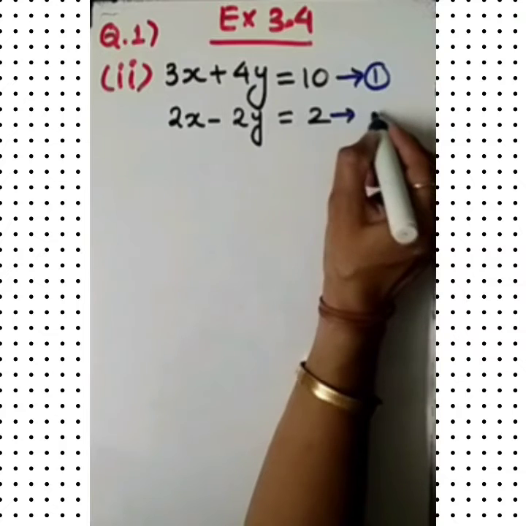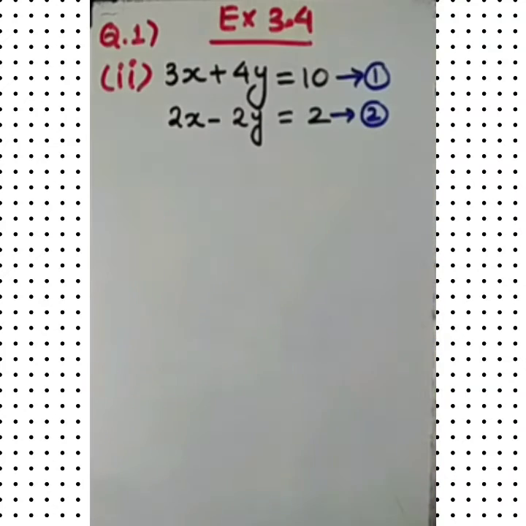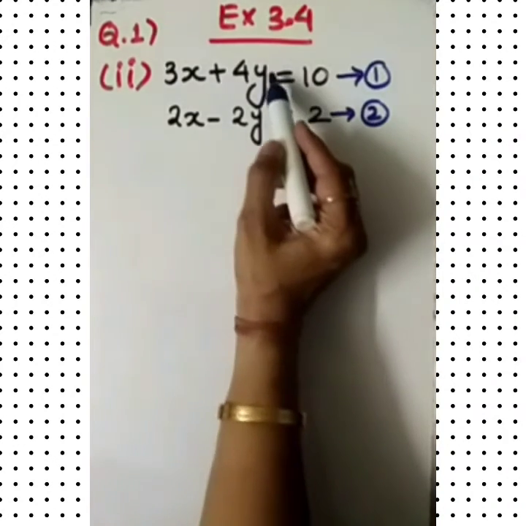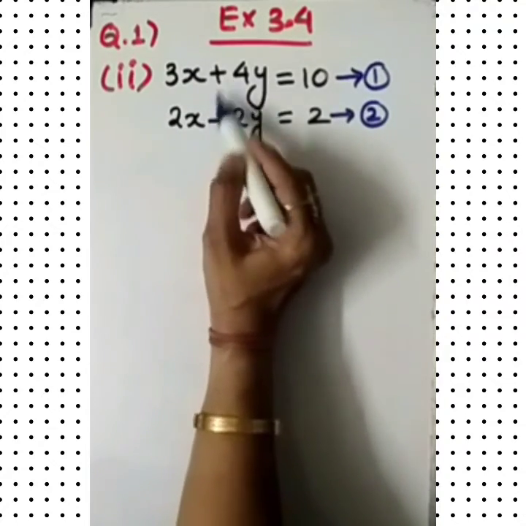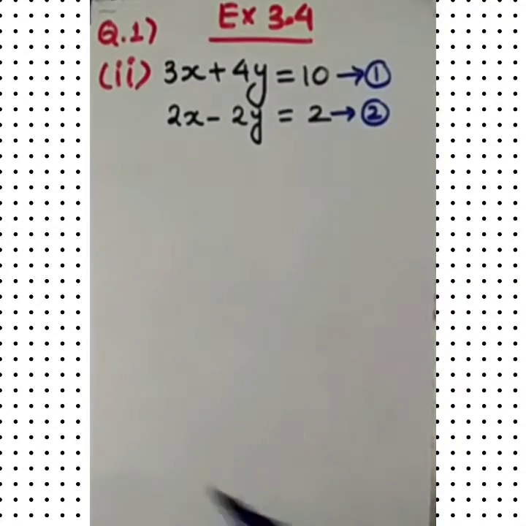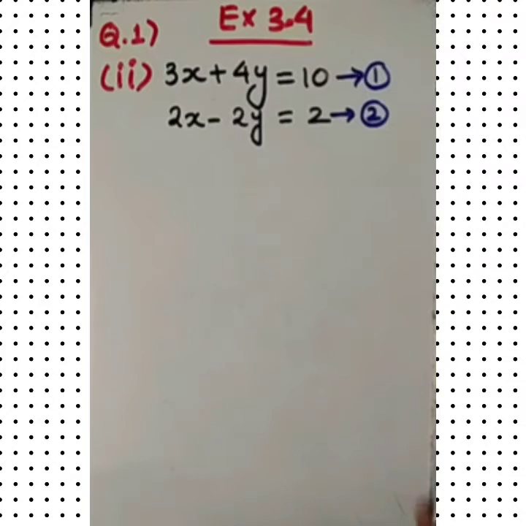As I already explained, the word elimination itself indicates to eliminate, to remove. Whom to remove? We have two variables, either x or y. Out of these two variables, any one we have to remove. And there are two conditions under which we have to work. First condition, the sign must be opposite.